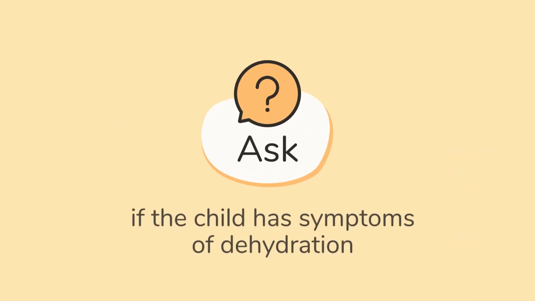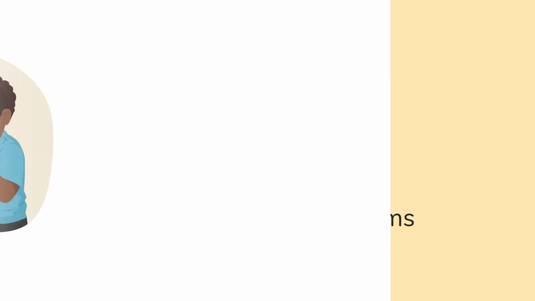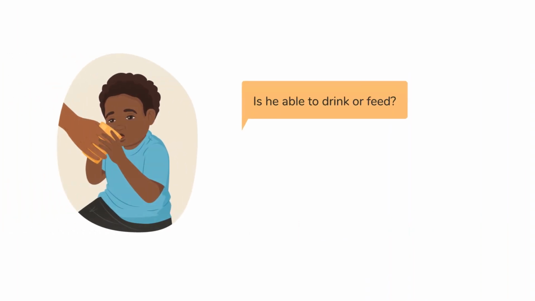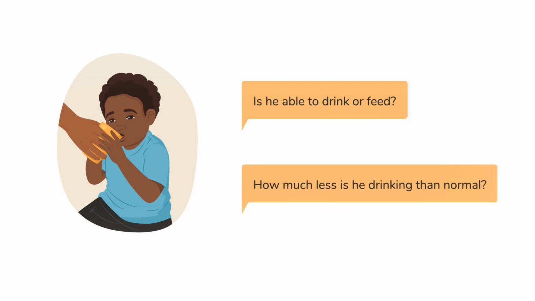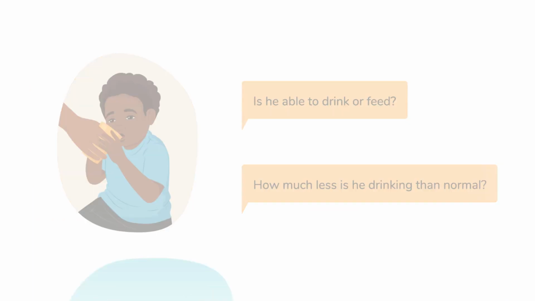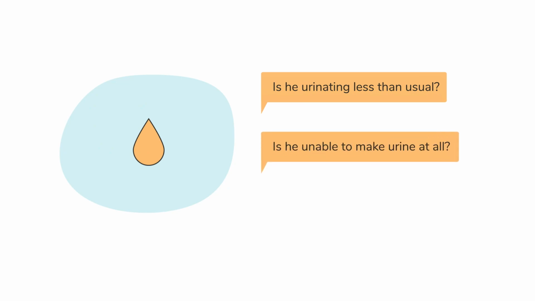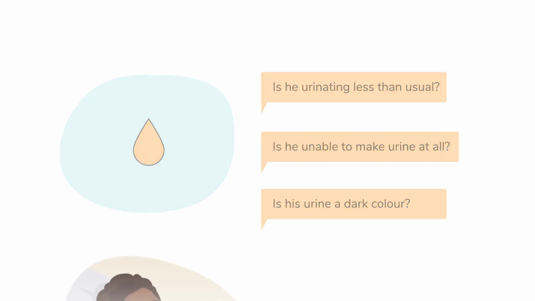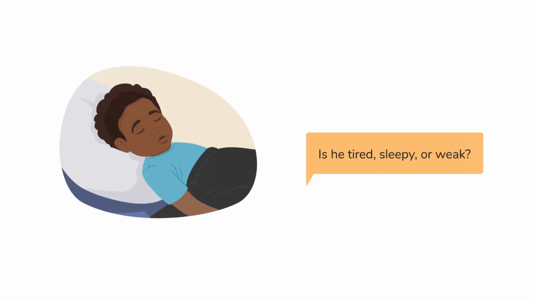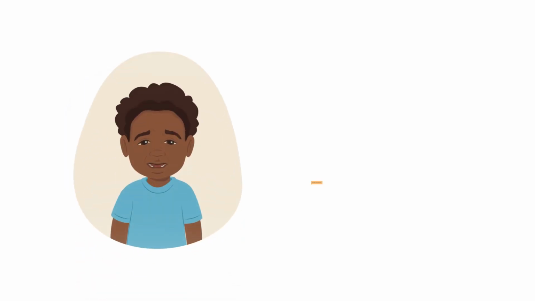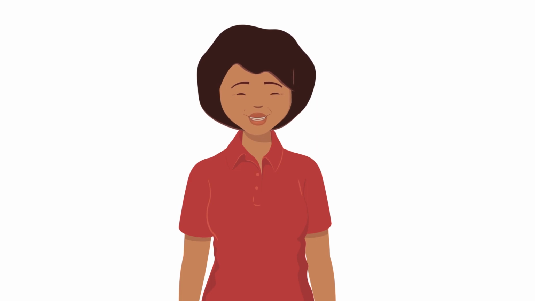Number 2. Find out if the child has symptoms of dehydration. You can ask, is he able to drink or feed? How much less is he drinking than normal? Is he urinating less than usual, or is he unable to make urine at all? Is his urine a dark color? Is he tired, sleepy, or weak? Can he make tears?